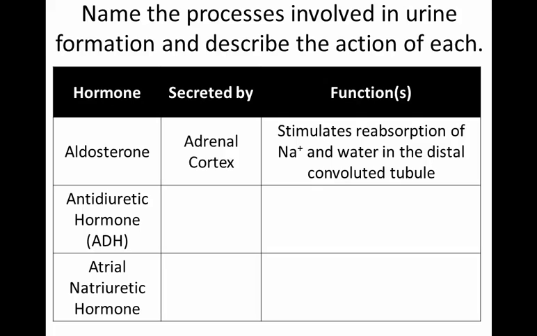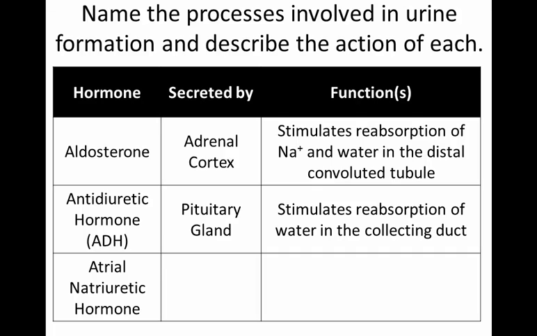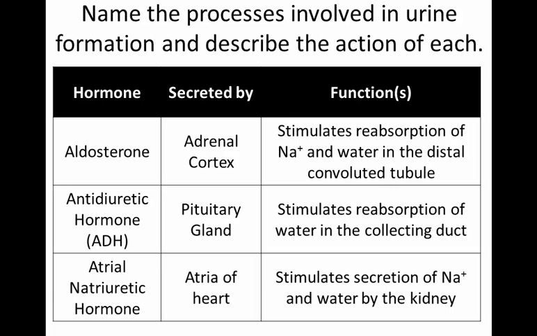It stimulates the reabsorption of sodium back from the distal convoluted tubule into the peritubular capillaries. Because the sodium moves back into the capillaries, the water follows it. The antidiuretic hormone is released from the pituitary gland, and it stimulates reabsorption of water, but in the collecting duct. The atrial natriuretic hormone comes from the atria of the heart, and it stimulates the secretion of sodium and water by the kidneys. This is actually the opposite to the function of aldosterone. This allows us to get rid of more water if we have too much in our body.